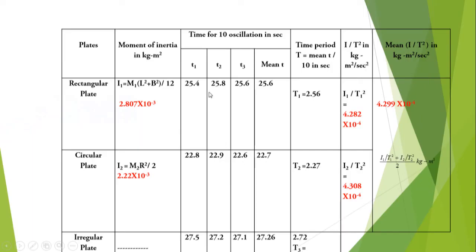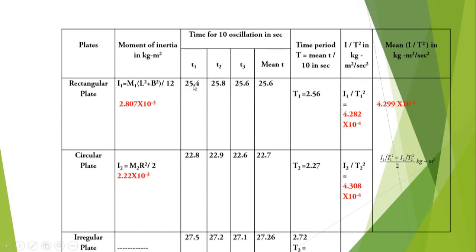So see that this is the tabular column for the rectangular plate. By using the mass, length and breadth of the rectangular plate, you can use the formula and calculate its moment of inertia. This is the calculated moment of inertia of the rectangular plate, and these are the times for 10 oscillations for the first, second and third trials. Then you can take the mean value of time.